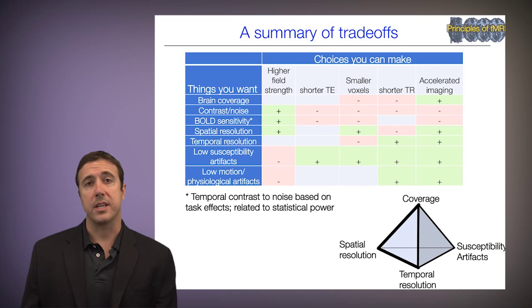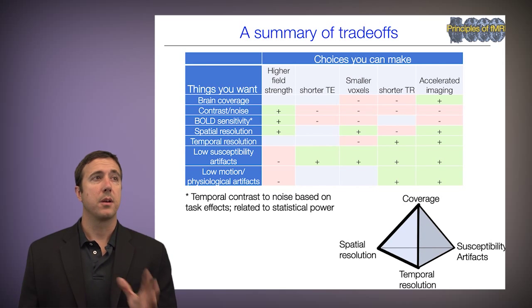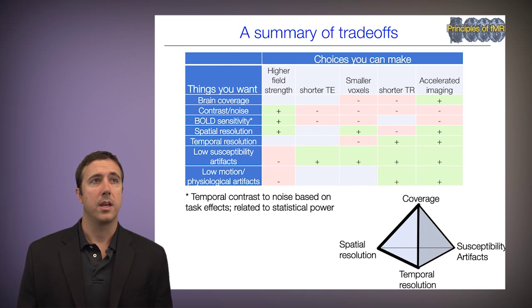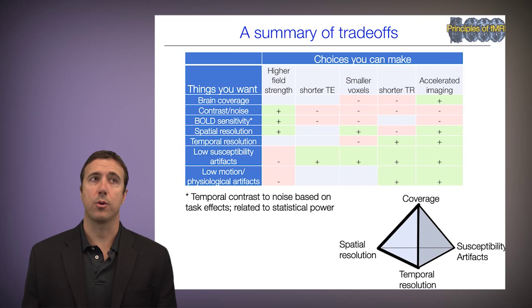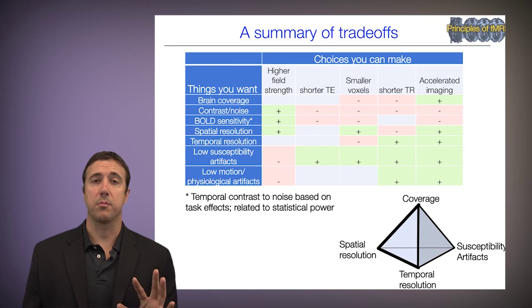If you choose a shorter TE for your field strength, then you reduce susceptibility artifacts, and that's good, but it costs you in contrast to noise and BOLD sensitivity to some degree. If you choose smaller voxels, benefits in spatial resolution and susceptibility artifact resistance, but costs potentially in coverage, in contrast to noise, in BOLD sensitivity and temporal resolution. If you choose a shorter TR, that's faster imaging, there are gains in temporal resolution, susceptibility artifact reduction, and physiological artifact reduction. And there are costs, again, potentially in brain coverage, in contrast to noise, and in spatial resolution.